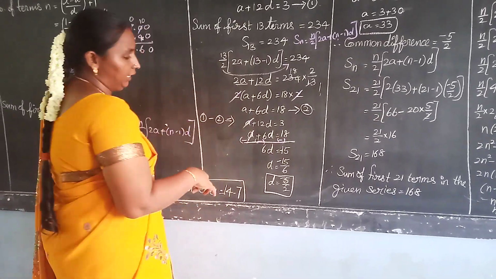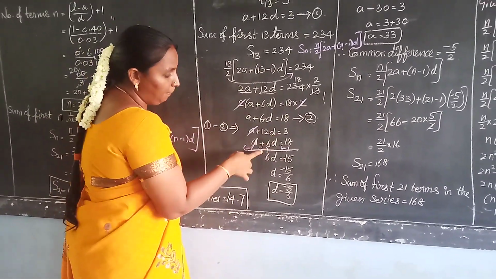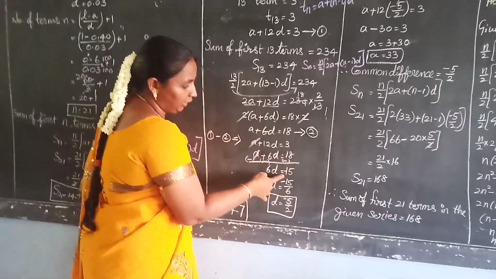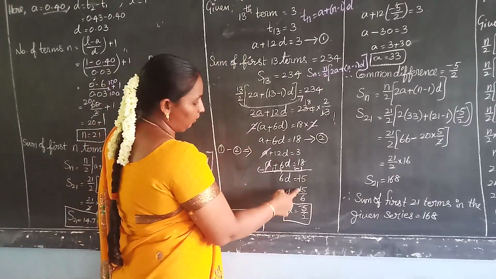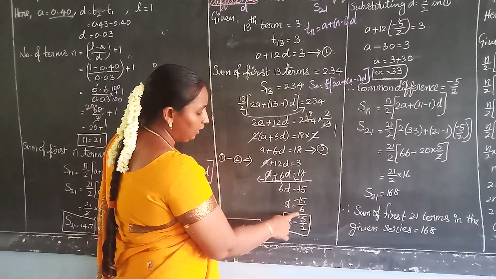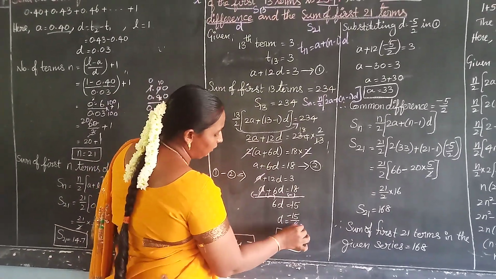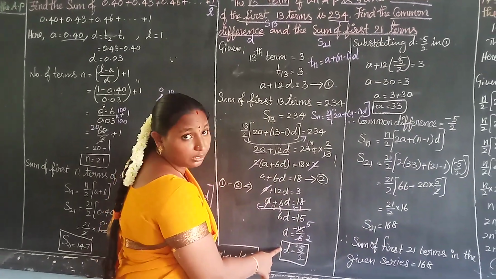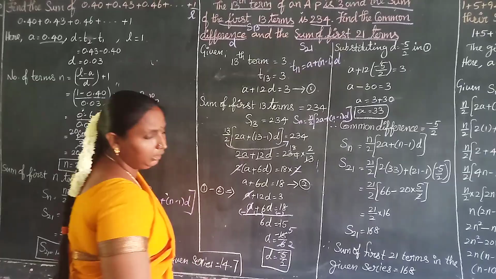So plus A minus A will get cancelled. 12D minus 6D will get 6D. 3 minus 18 will get minus 15. So D equals minus 15 divided by 6. Cancel this: 3 times 2 is 6, 3 times 5 is 15. We will get the D value as minus 5 by 2.